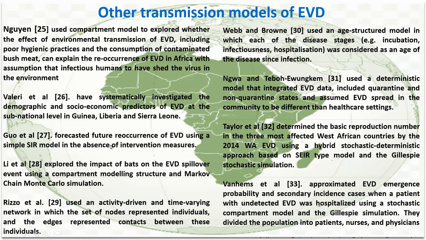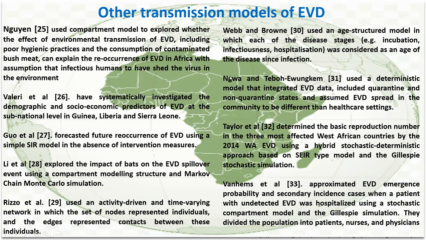They also have a model that looks at the future recurrence of Ebola virus using a simple SIR model. In this particular model by Gill et al., reference 27, they did not consider any intervention, just used a simple SIR to forecast the future reoccurrence of Ebola virus. They simulate and try to predict the reoccurrence of Ebola in the future. Then we have Lee et al., who look at the impact of bats on Ebola spillover events using a compartment modeling structure, and also use a Markov chain Monte Carlo simulation in their work.